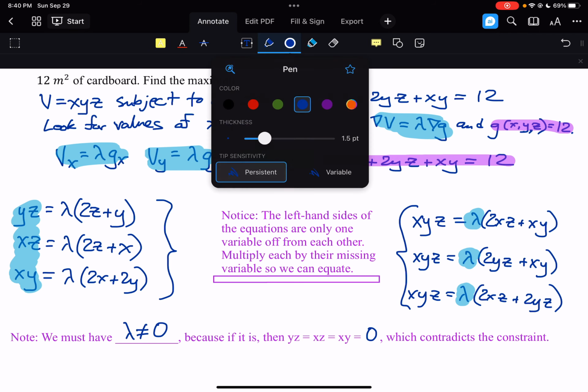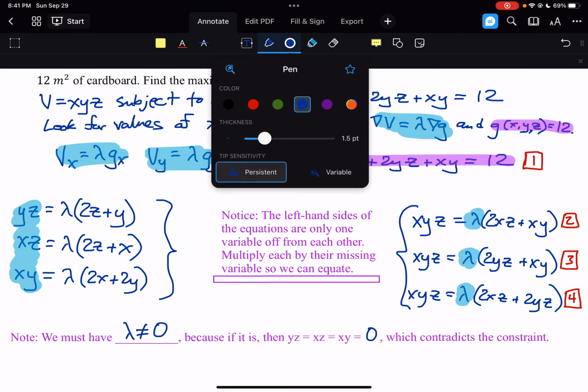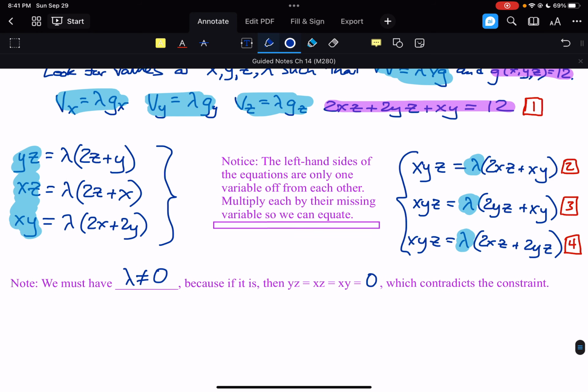So I want to give these functions some labels here so that we don't have to keep copying them down over and over again when we're referring to them. The constraint, I'm going to call this equation 1, and then each of these I'm going to call equation 2, 3, and 4. This is not something you have to do in a bunch of problems, but it definitely will save us time over rewriting these over and over again.